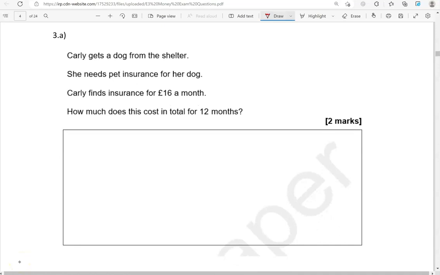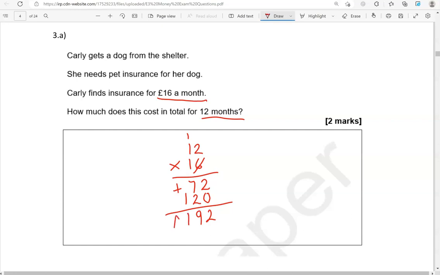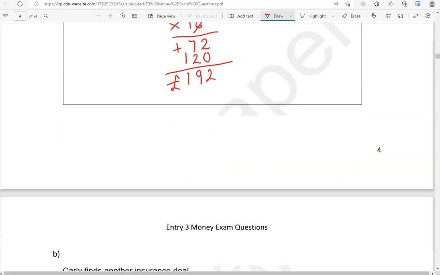Kylie gets a dog from the shelter. She needs pet insurance for her dog. Kylie finds insurance for £16 a month. How much does this cost in total for 12 months? So that is 12 times 16. So 6 times 2, that is 12, 2 down, 1 carried over, 6 times 1 is 6, and the 1 is 7. So we've finished with the unit, put a 0 down, now we get 1 times 2, which is 2, 1 times 1, which is 1. 2 and 0 is 2, 7 and 2 is 9, 1 and 0 is 1. So £192 for the whole year.